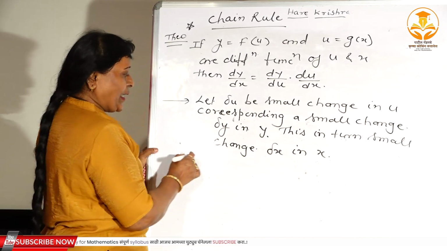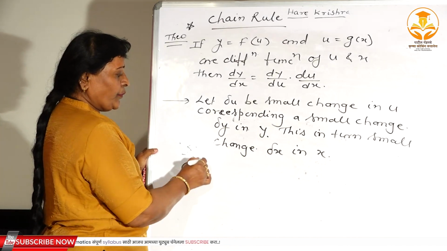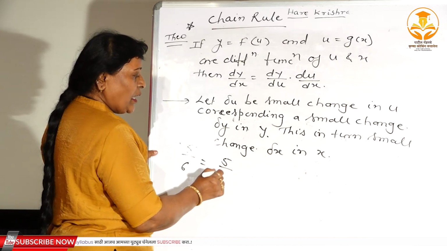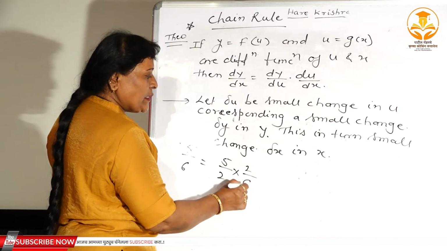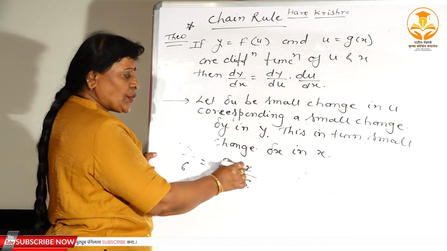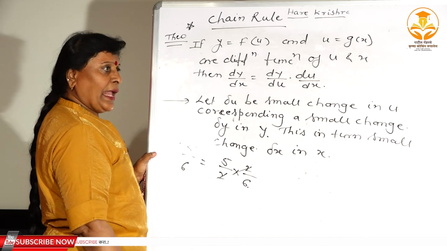Now suppose any fraction is there, 5 by 6. You can write this fraction like this, 5 by 2 into 2 by 6. Can you write like this? Because 2 gets cancelled, 5 by 6 remains as it is.